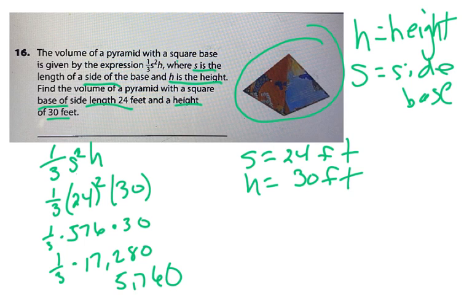5,760 for an answer. Now, you have to make sure that you have the correct label here. And we're talking about volume. So when you talk about volume, we're talking about cubic feet, remember, okay? So our answer here is 5,760 feet cubed, okay?